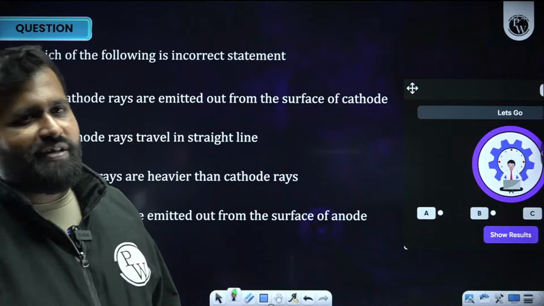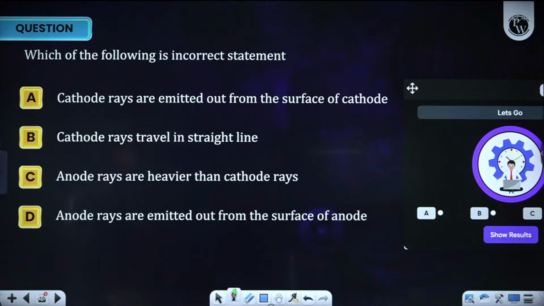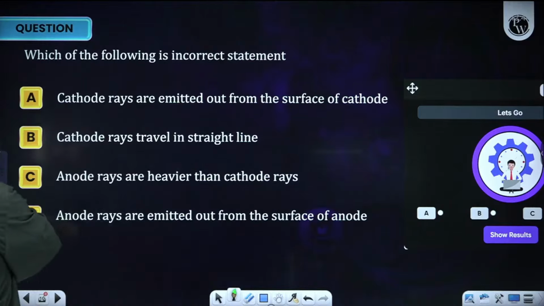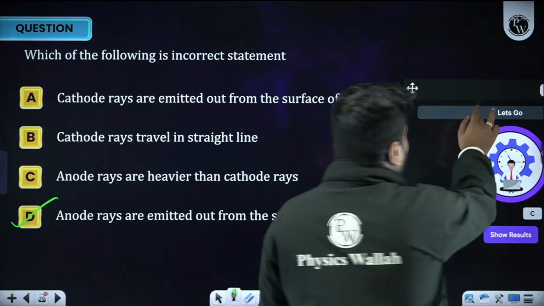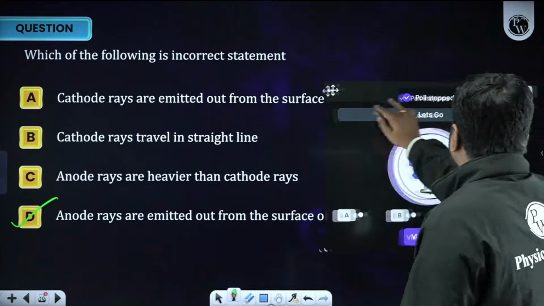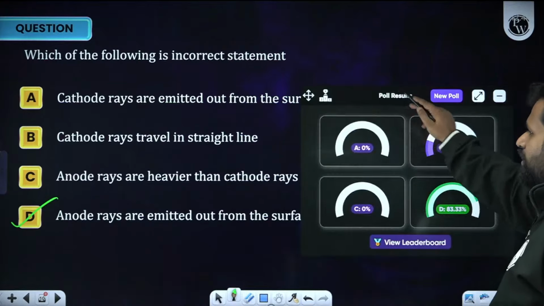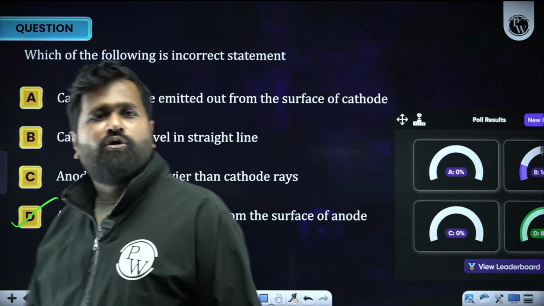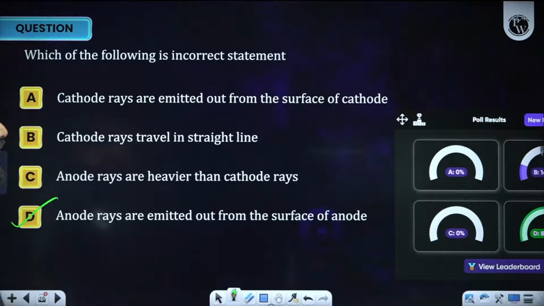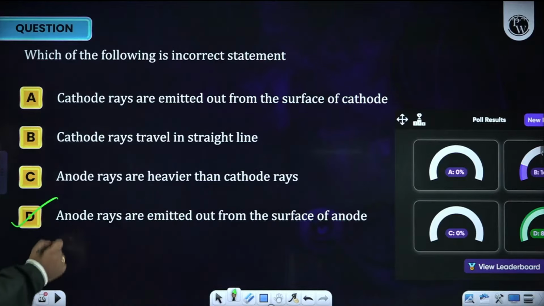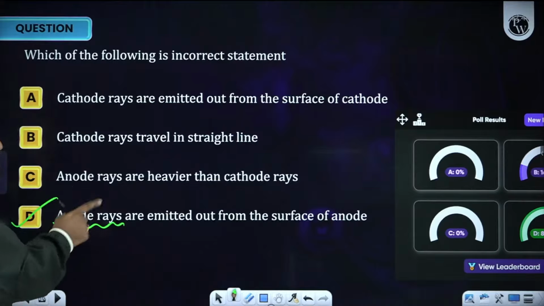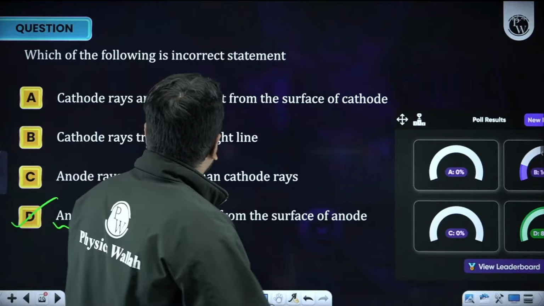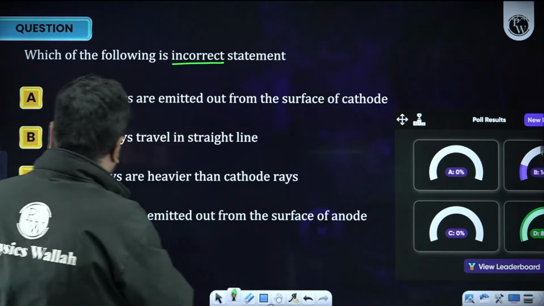Yes, direct theory based question. Option D is the correct answer. Why? Are anode rays emitted from the surface of the anode? No, they are emitted from the gas which we are taking inside the discharge tube. They originate from the gas, not from the surface of the anode. So that is the incorrect statement.